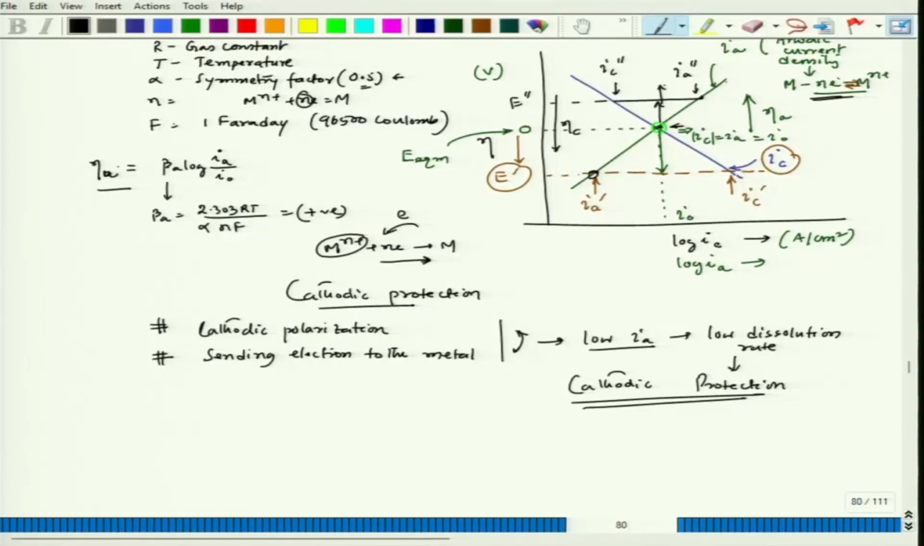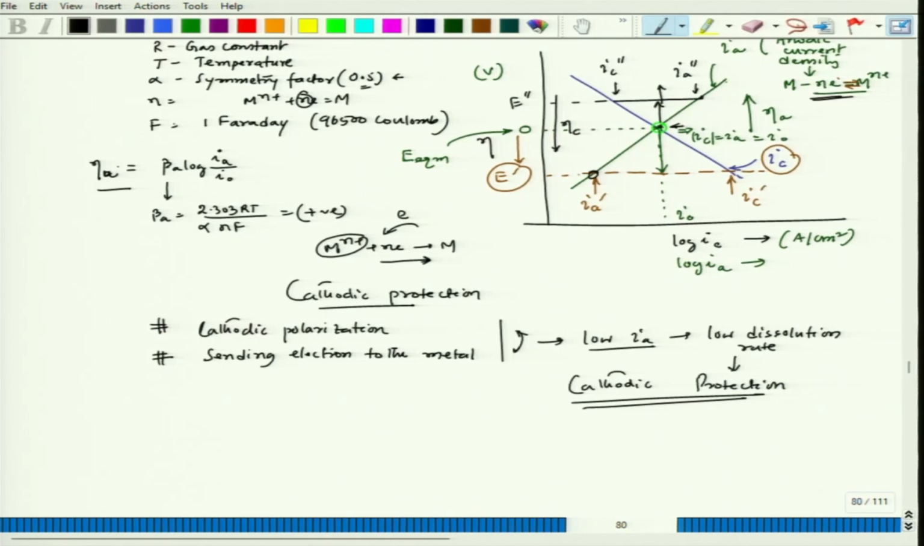But we will see later that for an active-passive metal, as we keep going up in the anodic potential range, at some point we will achieve passivity, and there we can have a very interesting phenomenon, which leads to one particular protection called anodic protection. We will talk about that.